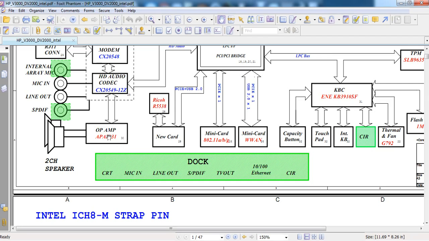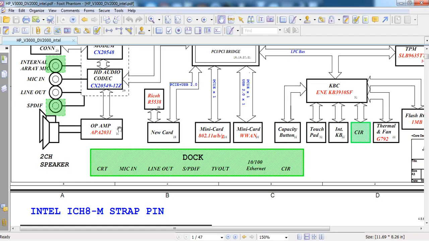The amplifier IC is used to balance your volume. If you want to increase the volume, you can increase. If you want to decrease the volume, you can decrease. Suppose the audio is very faint, you cannot increase the volume or you cannot reduce the volume, then there will be some problem with your audio amplifier IC.